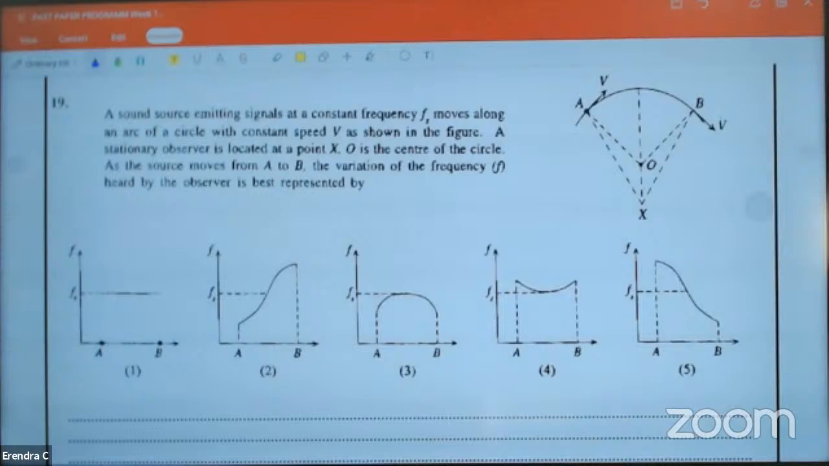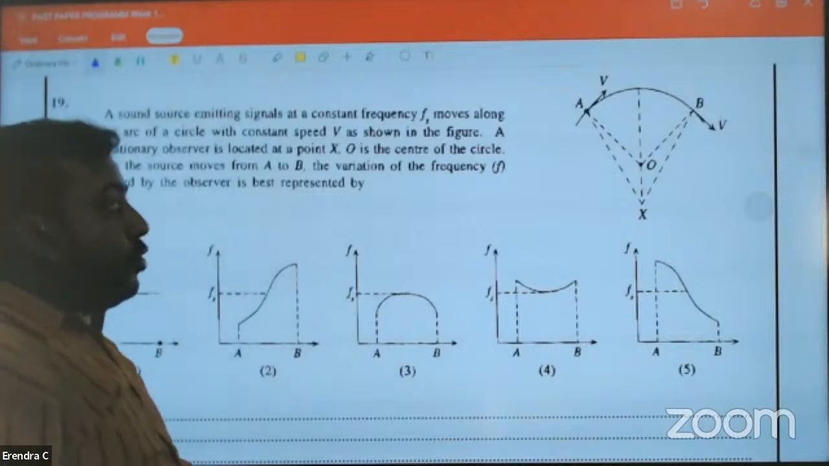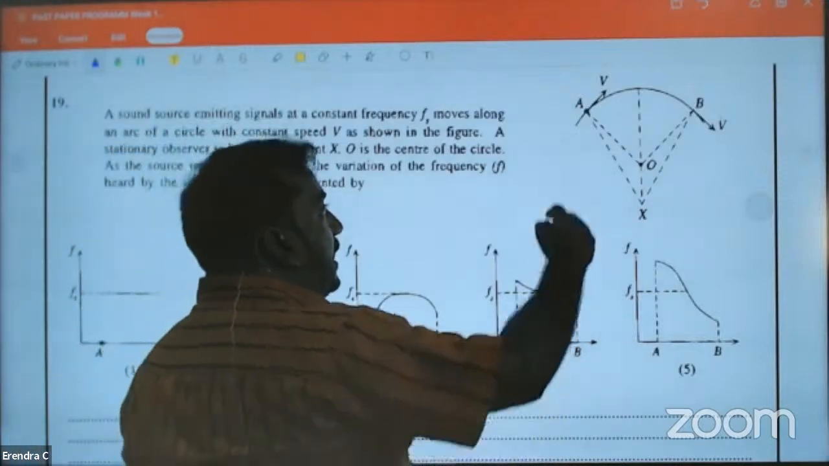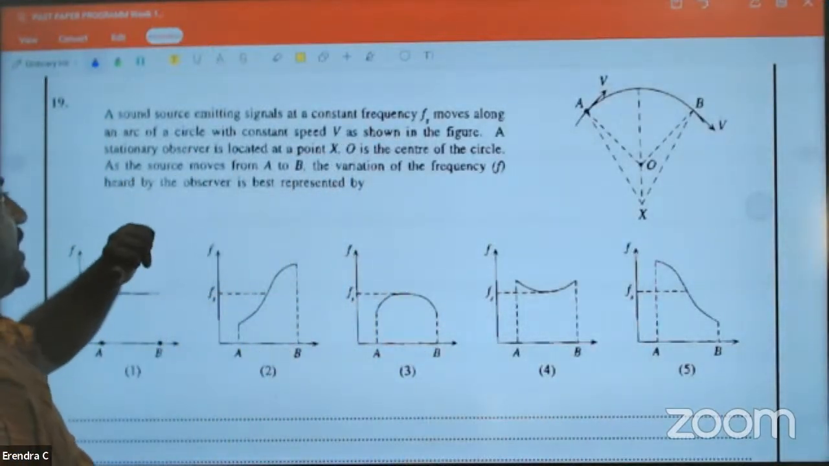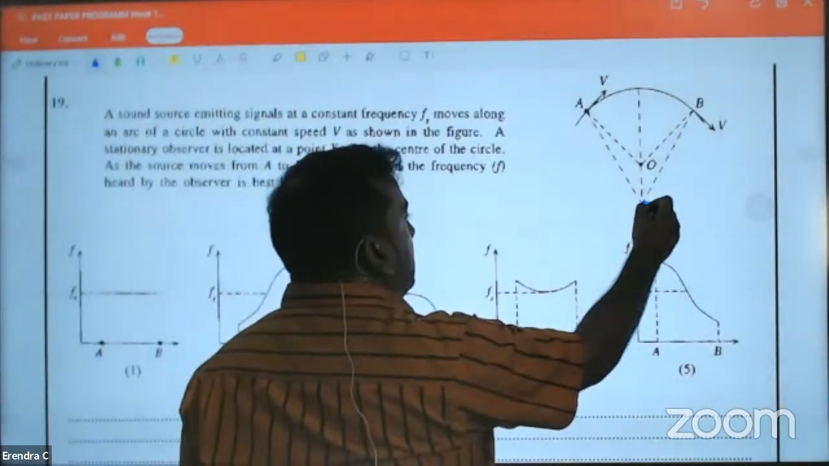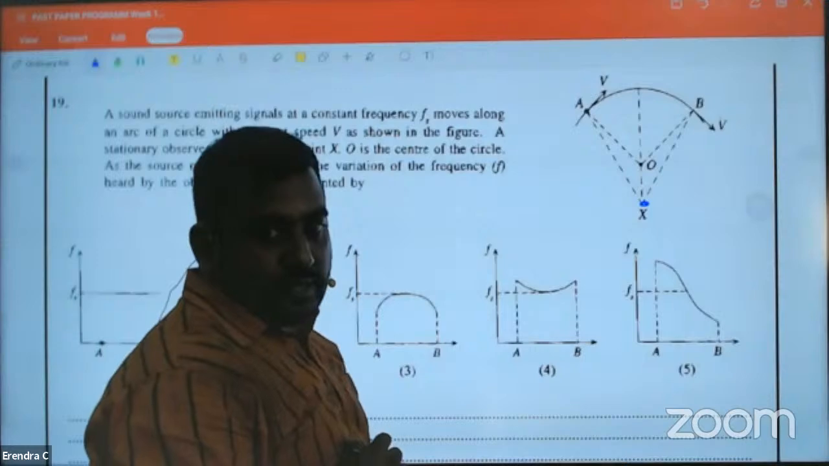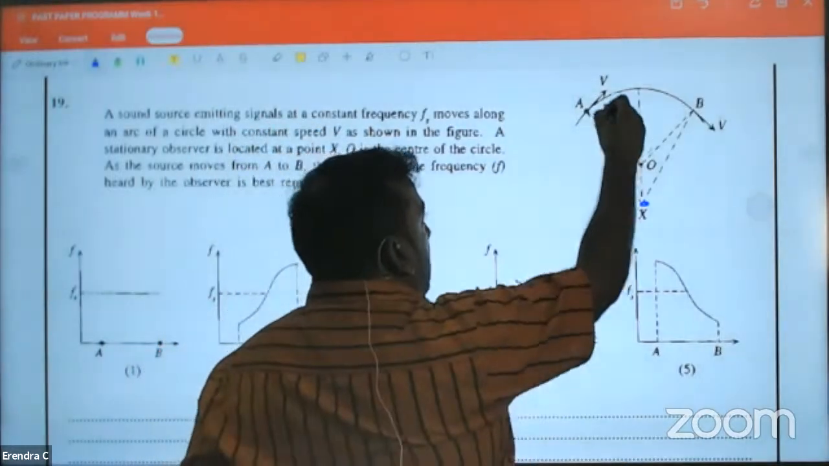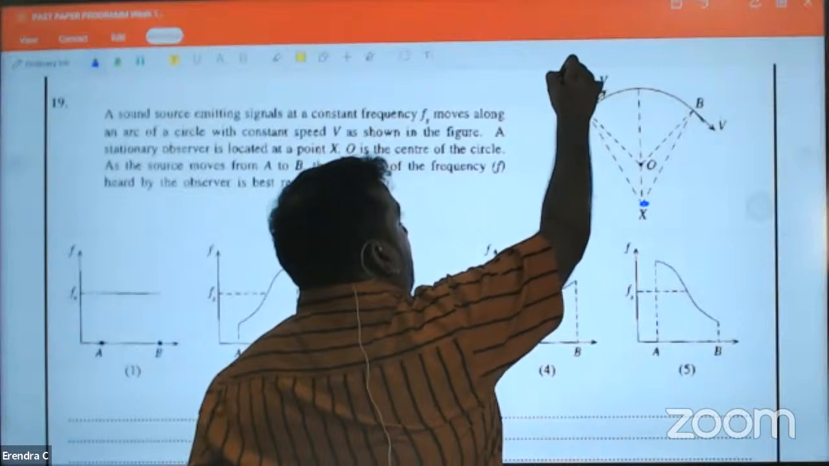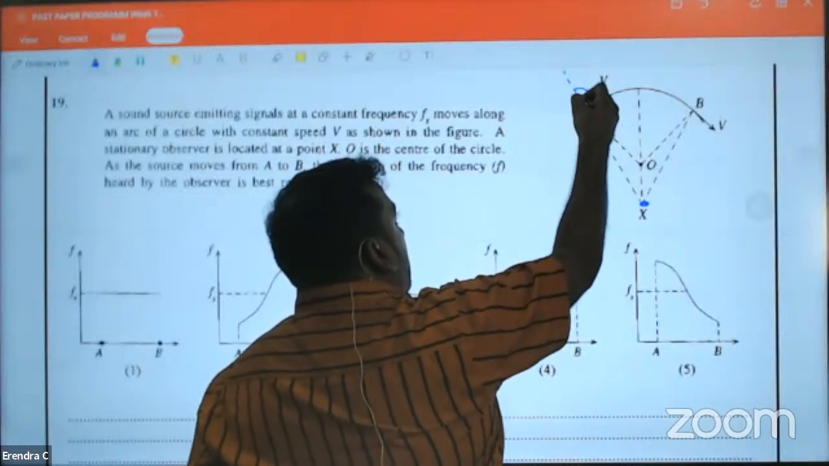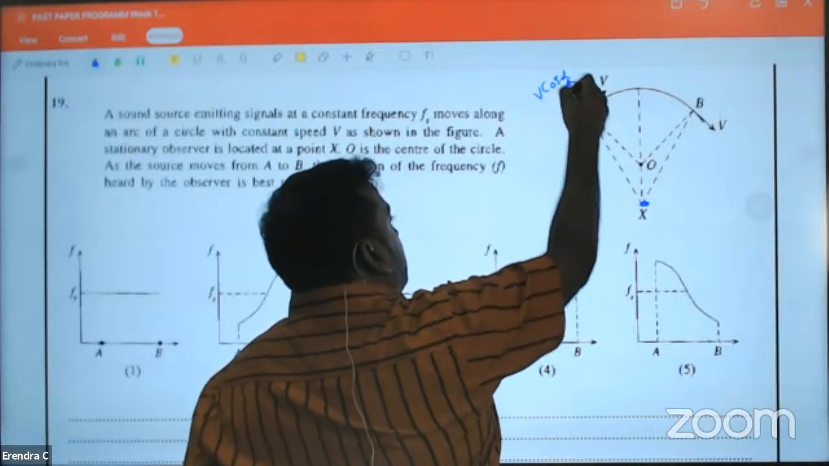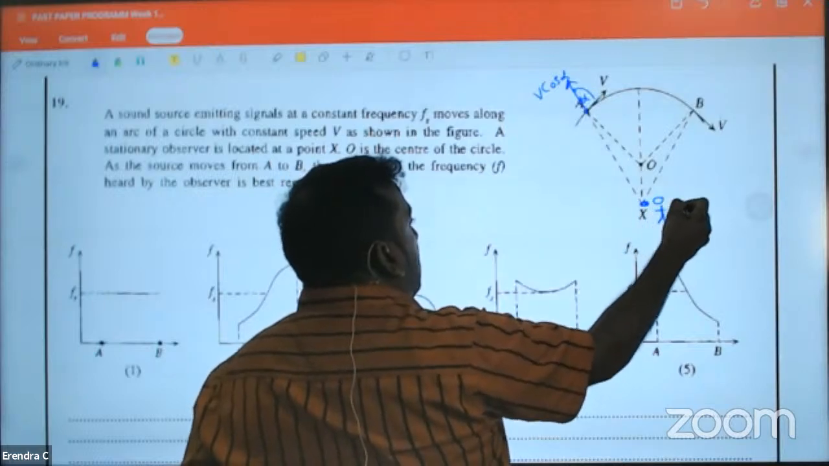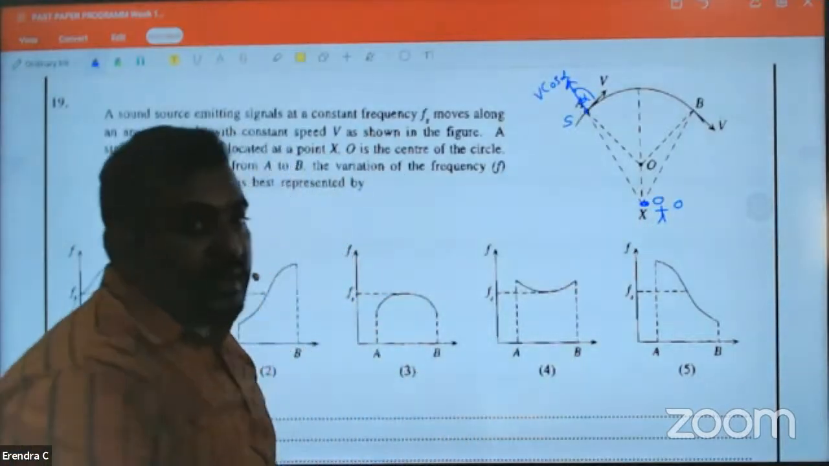A sound source emitting signals at constant frequency Fs is moving along an arc of a circle. A stationary observer is located at point X. You can see he's away from the center. If you take components, this angle is acute. If you take the component V cos alpha, the source is going away from the observer. Source is going away means frequency will reduce.